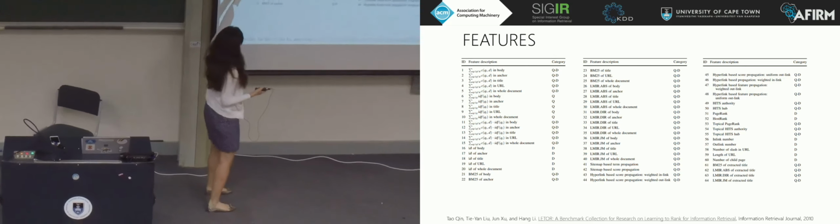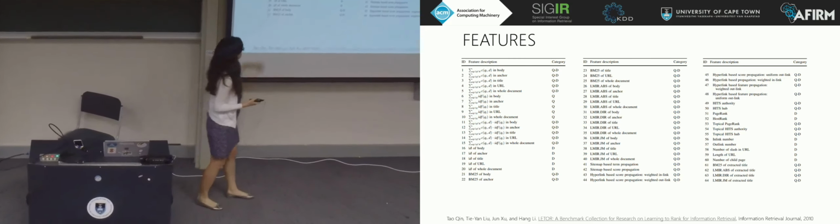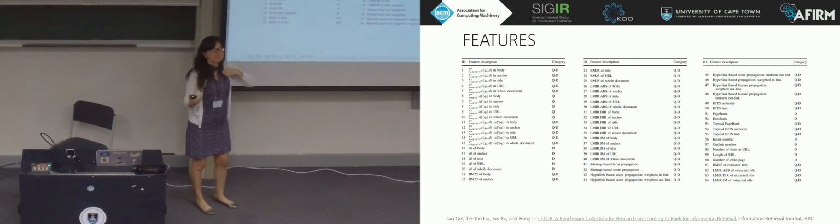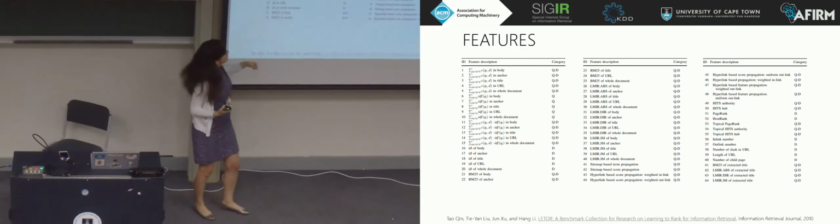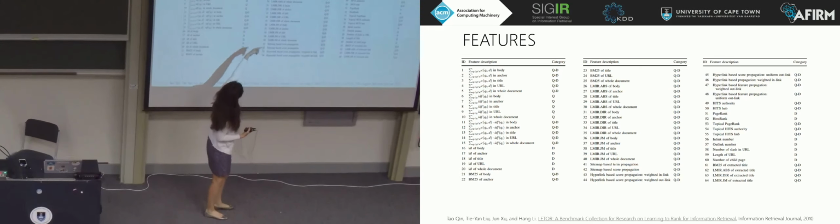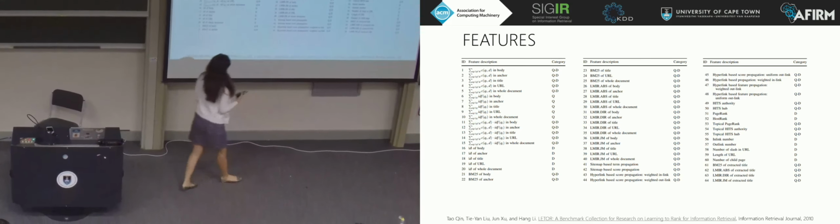Then we have various length-based features like body, title, and so on. Then we have various basic retrieval model-based features like BM25, or language modeling, LMIR, with different smoothings like absolute discounting, Dirichlet smoothing, and so on.